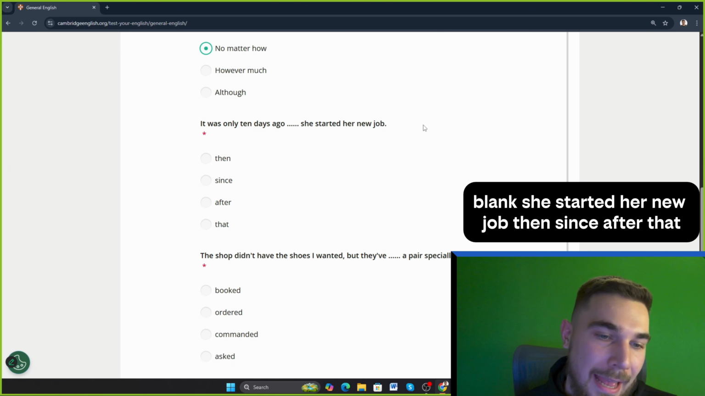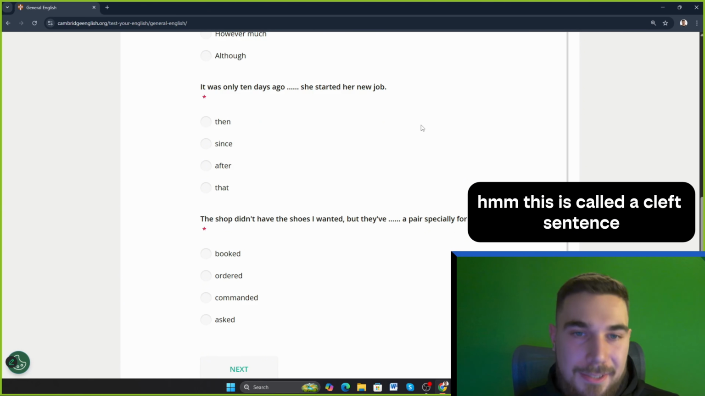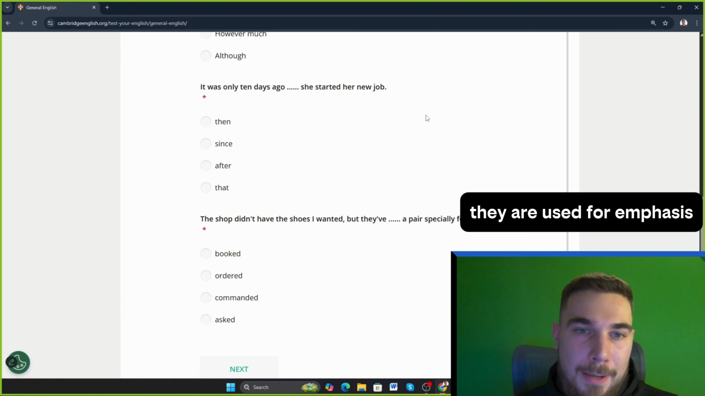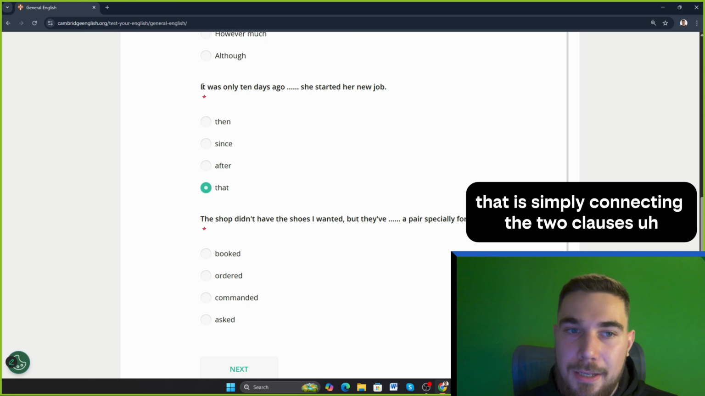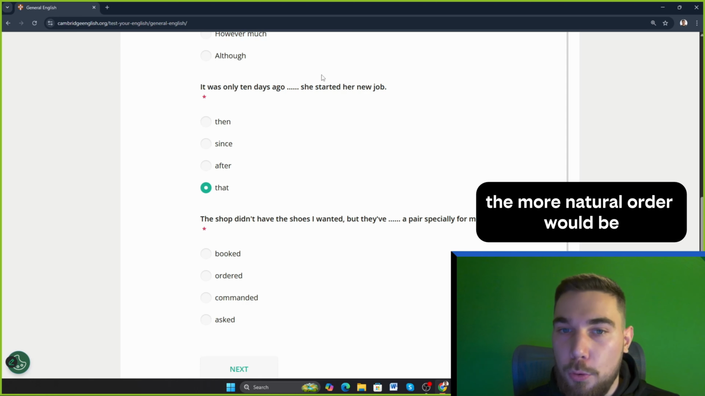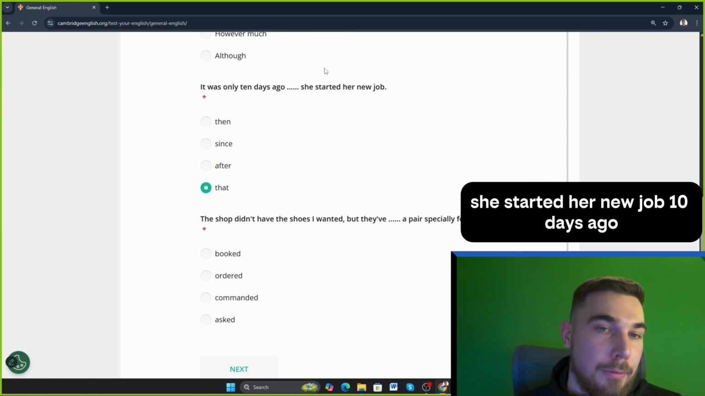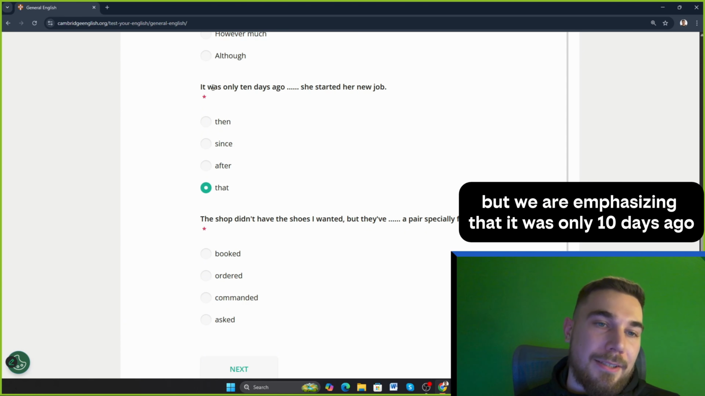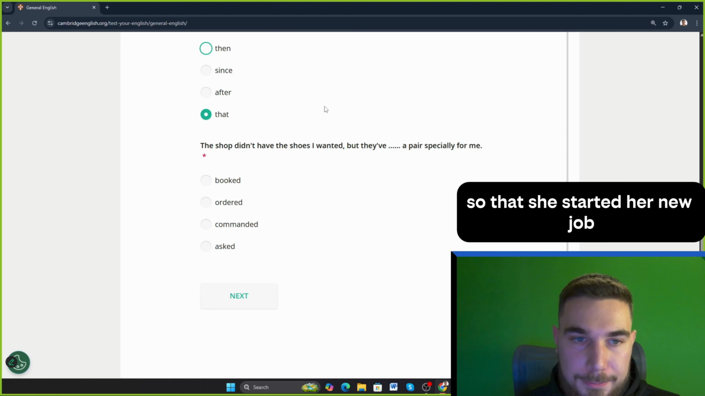Then, since, after, that. This is called a cleft sentence. They are used for emphasis, and the correct option here is that. That is simply connecting the two clauses. The more natural order would be she started her new job 10 days ago, but we're emphasizing that it was only 10 days ago. So: that she started her new job.